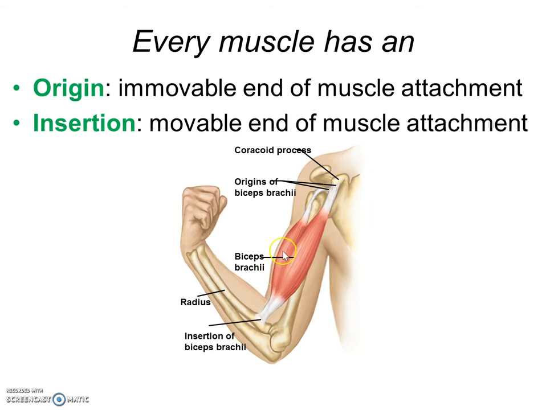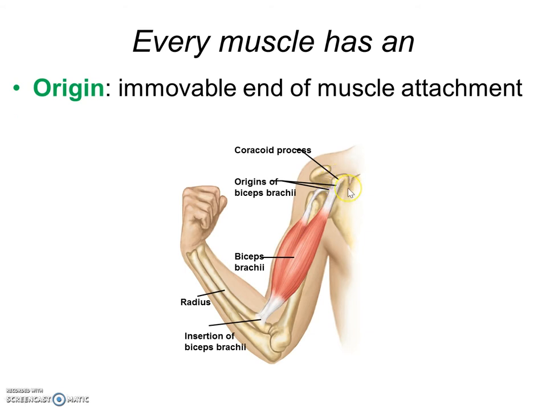You have your biceps. So the biceps here has two attachments on the top, right? It's attached to the scapula. You might remember the coracoid process, which is the anterior process of the scapula. That's one point of attachment on the scapula. And the other point of attachment on the scapula is in the back. So these are both the origin.